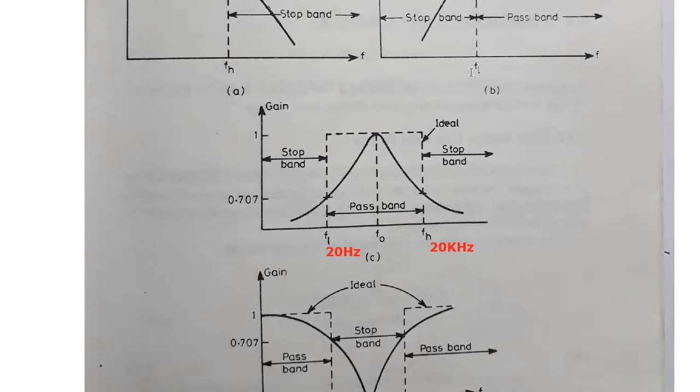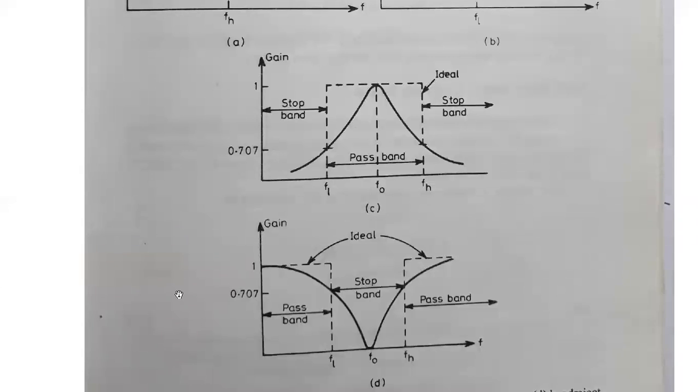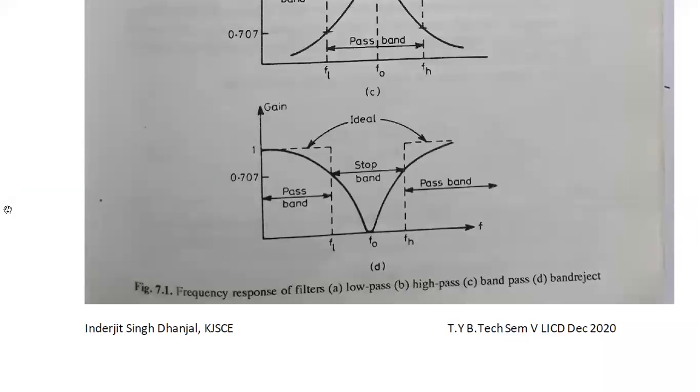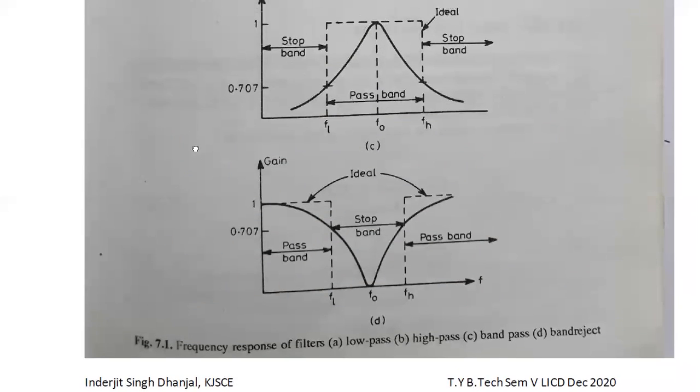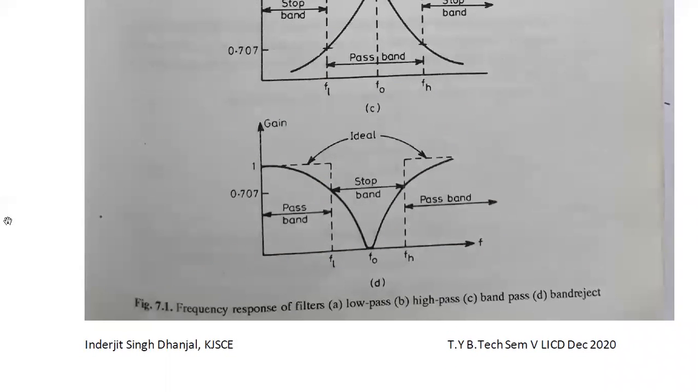Now let me clear out the drawings. So the last category of the filter is the band reject filter or the band stop filter, also called a band notch filter. As you can see, it's exactly the reverse of the earlier band pass filter. So over here, it will reject a single frequency.